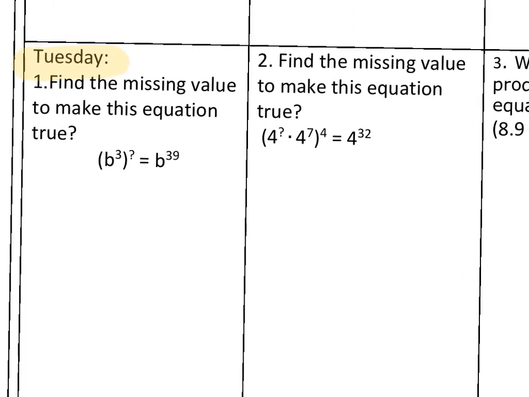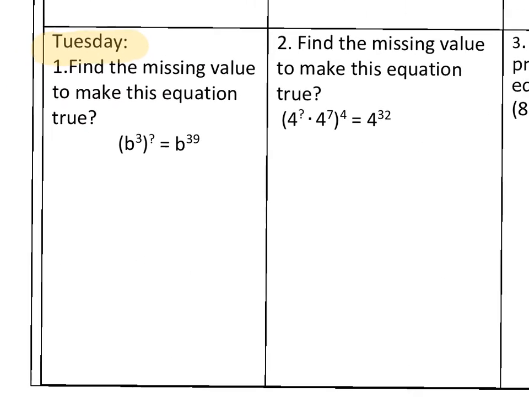We are on Tuesday. It is always helpful to read the directions as well as use the steps from yesterday to continue on your task. Your task today: find the missing value to make this equation true. We have Mr. Bush to the third power times something gives you Mr. Bush to the 39th power. Yes, Mr. Bush will be our sponsor for today.